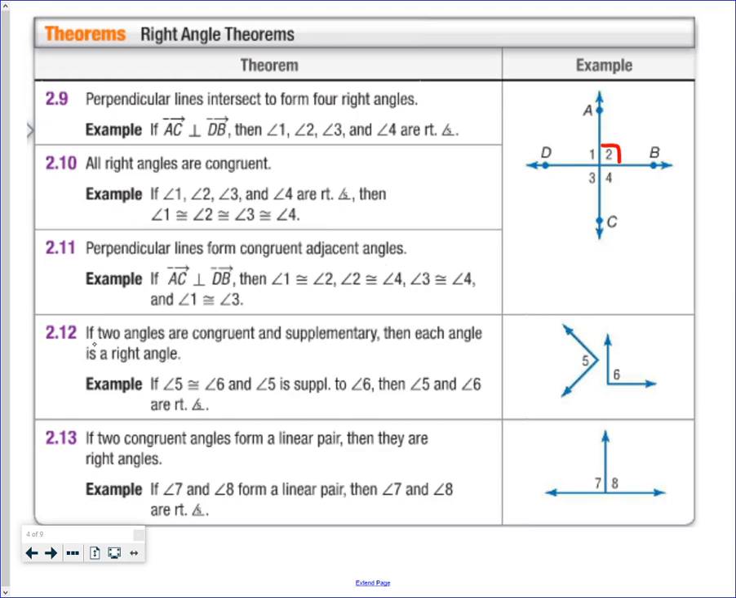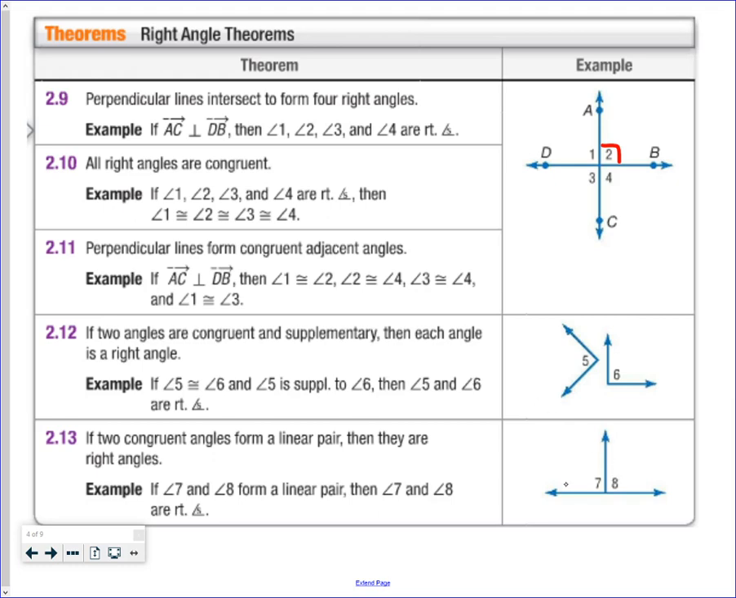If 2 angles are congruent and supplementary, then each angle is a right angle. So what they're saying is, if I have angle 5 and 6, they can be supplementary even though they aren't adjacent. You guys get that, right? Supplementary just means adds up to 180, not necessarily a linear pair, okay? So if I tell you angle 5 and angle 6 are supplementary and congruent, what's supplementary mean again? Add up to 180. If they're the same, then what do each of them have to be? 90. Good. If I tell you 2 congruent angles form a linear pair, then they're right angles. That's what you guys just said in a different way, right?